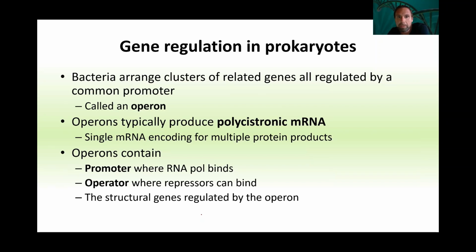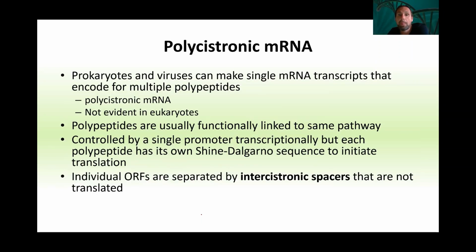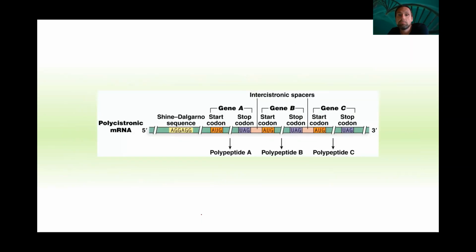And the promoter region that regulates the operon is made up of two main parts: the promoter, which is where RNA polymerase binds, and the operator, which is where the repressor binds. So let's take a look at this.